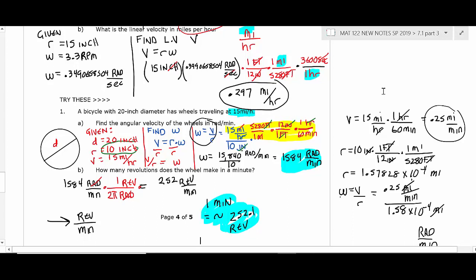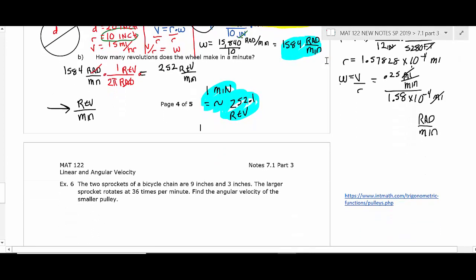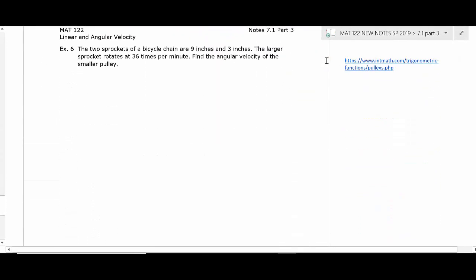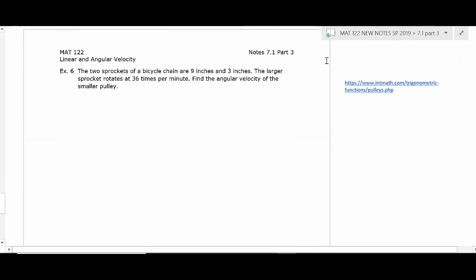I'm going to do one more example to finish this up. And this is one that is kind of a typical physics problem. It's got a lot of stuff going on in the problem, a lot of concepts. So to finish up on this last page, last but not least, we're going to look at this problem. What this problem says is you have 2 sprockets. The chains are 9 inches and 3 inches. The larger sprocket rotates at 36 times per minute. You're going to find the angular velocity of the smaller. And that should have been smaller sprocket instead of pulley.